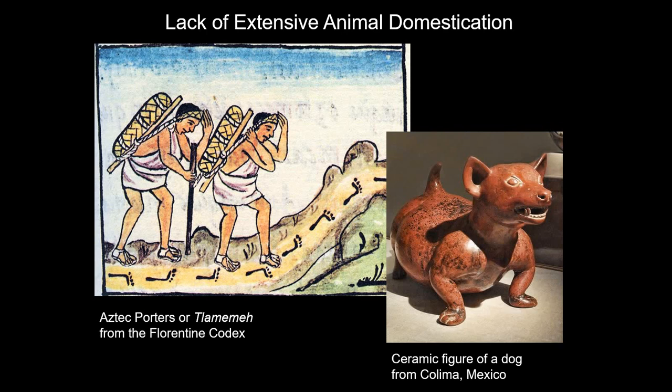You had these tlamemes. Tlamemes are porters, human porters that are trained from a young age to be able to carry these 80-pound packs, which they did with great efficiency. A few animals were domesticated: dogs, a few fowls, turkeys, guinea pigs. Dogs were both guard dogs, protectors, pets. Hairless dogs are kind of like living water bottles, like a hot water bottle, something to keep you warm at night, because skin-to-skin contact is great.